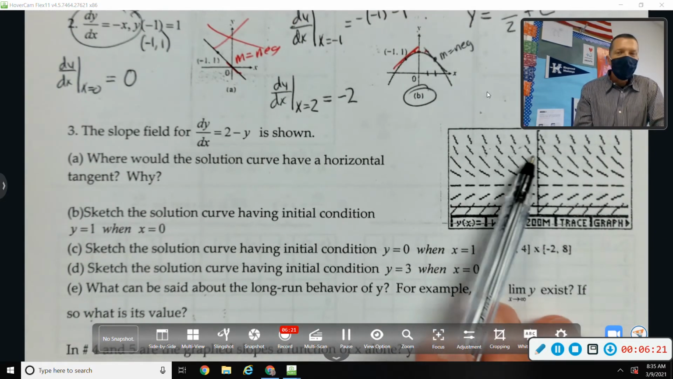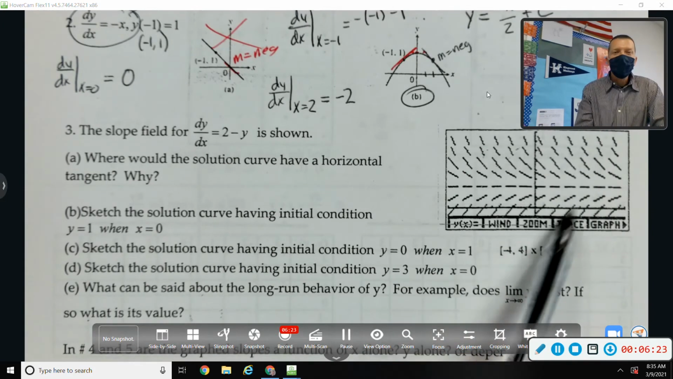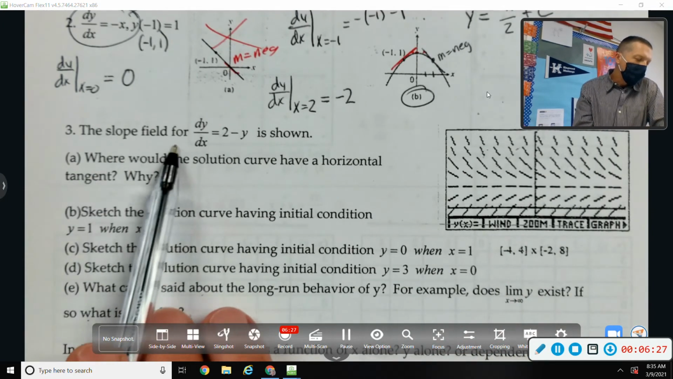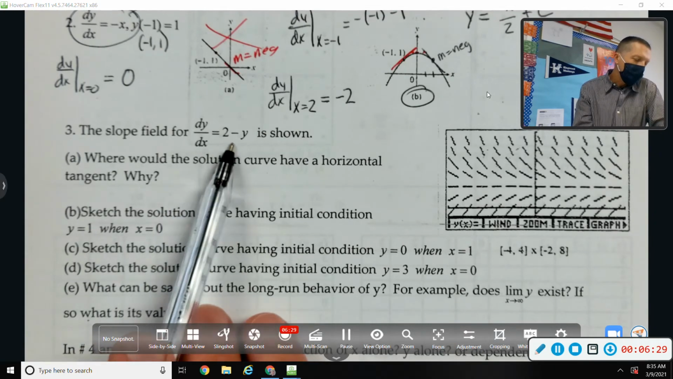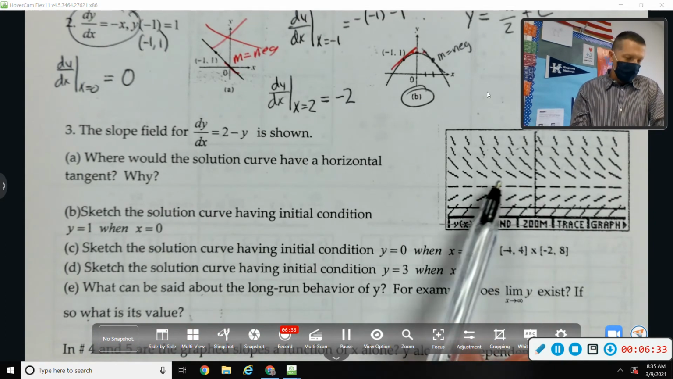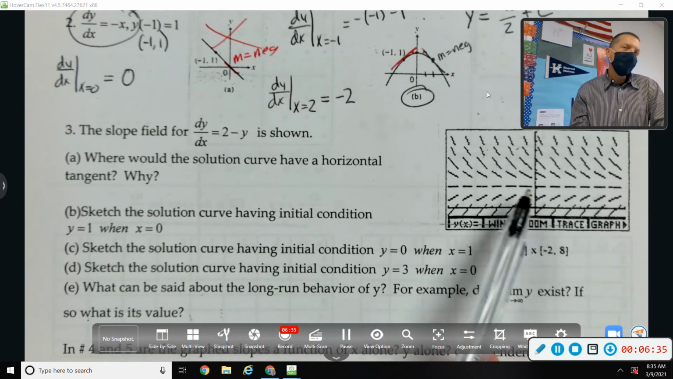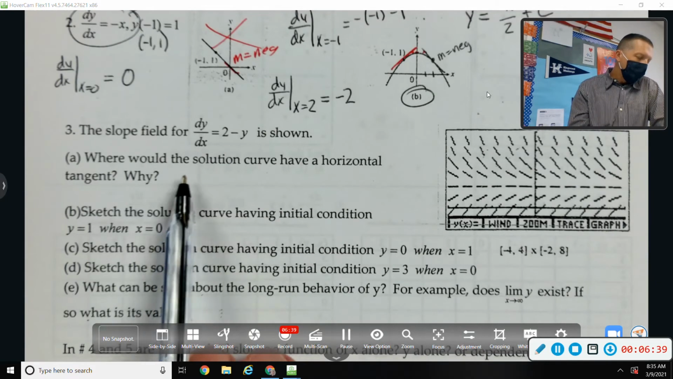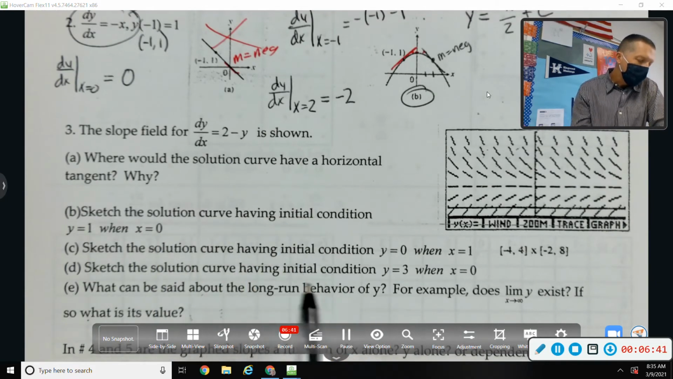All right, number 3. That picture looks crazy. Let's see what's going on here. The slope field for dy dx equals 2 minus y is shown. So they're giving us a slope field. We don't really know what that means yet, but as we work this problem, we'll learn. Where would the solution curve have a horizontal tangent?